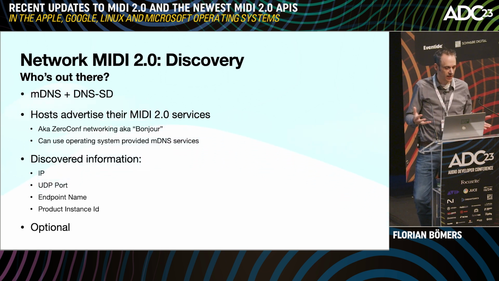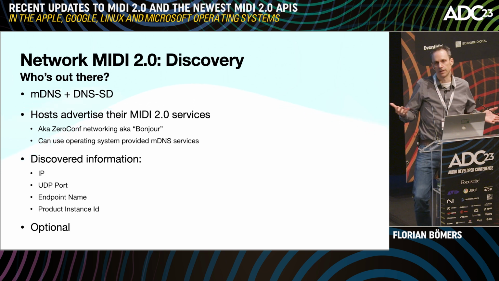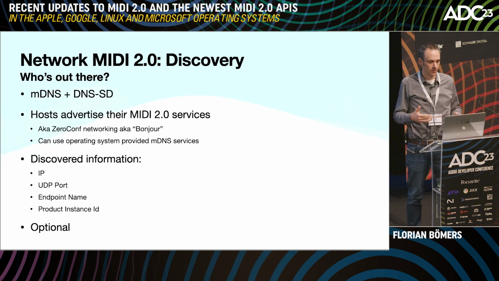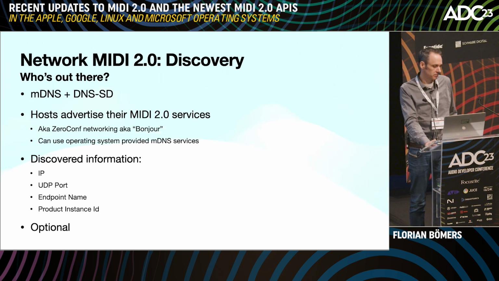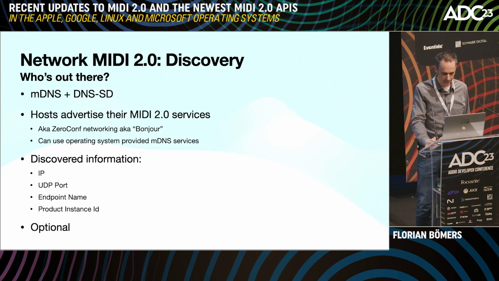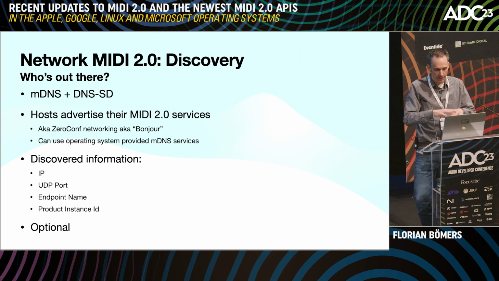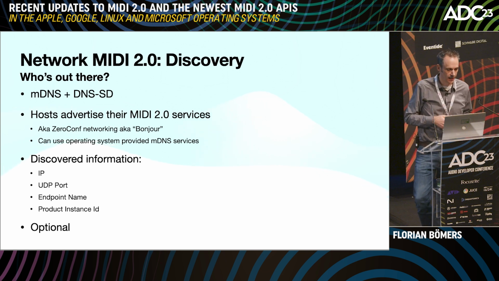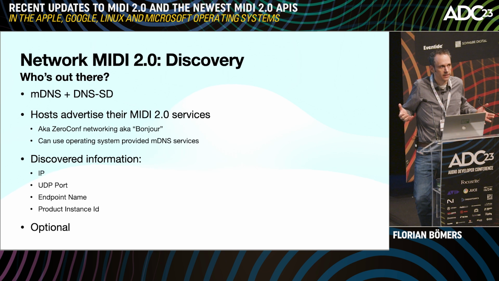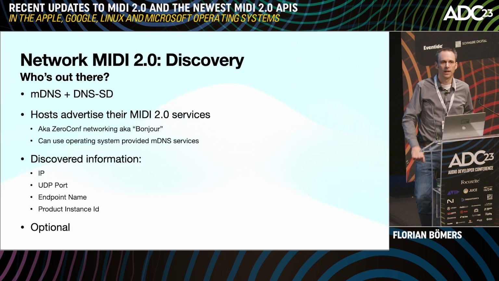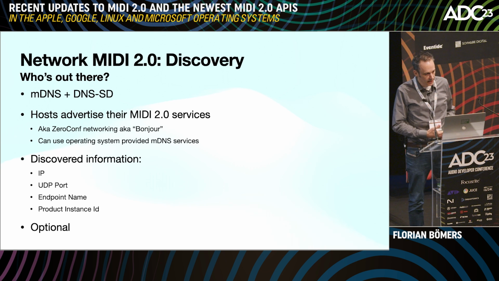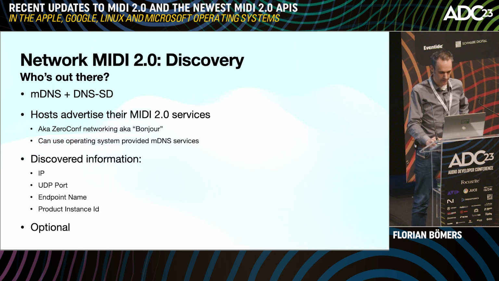It also makes it easy to have multiple endpoints on one device. You could give it a different name and maybe a different product instance ID, and then you can have as many as you like. The entire discovery aspect of network MIDI 2.0 is optional. So if you have a special device where you just operate on IP and port, you can do that. You don't need to implement discovery.